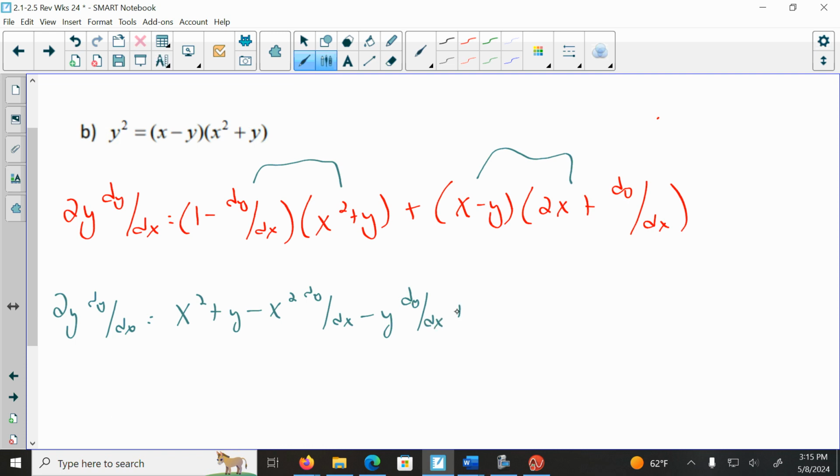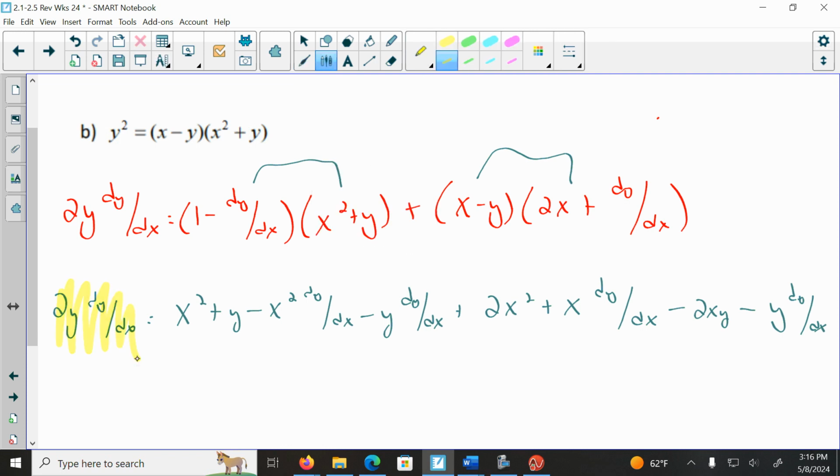Plus, now I'm multiplying everything by x, and I'm going to have 2x squared plus x dy/dx, minus, now multiplying by that y, 2xy minus y dy/dx. Now there's a lot of dy/dx's, so I'm going to highlight. This is a dy/dx. This is a dy/dx. I'm going to highlight the negative sign so I remember to bring it. This is a dy/dx. Another dy/dx. And another dy/dx.